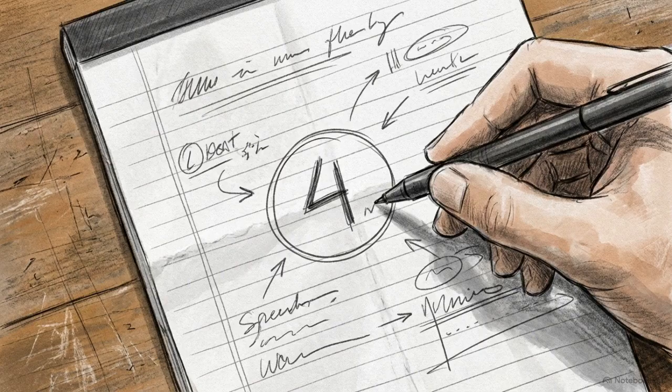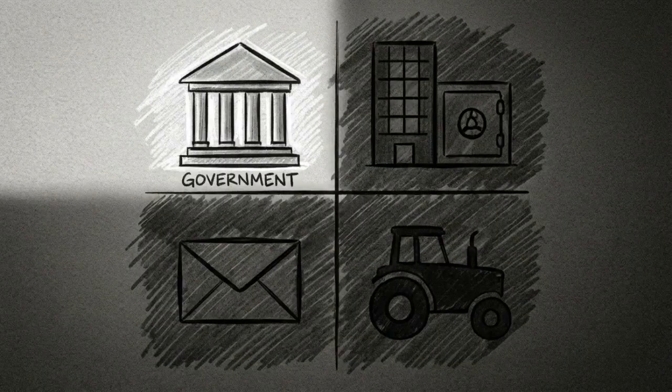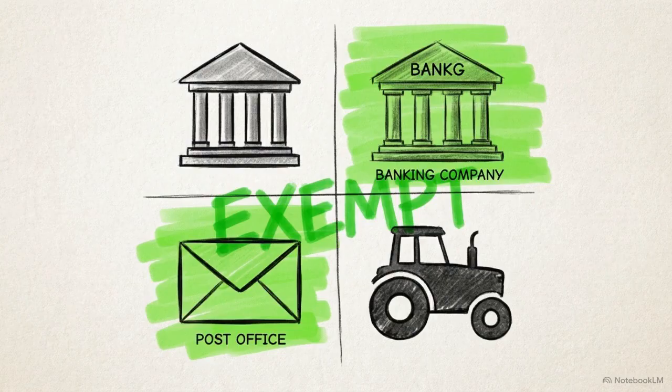Finally, write down Rule 4. Identify legally protected cash channels to avoid turning away valid business. This infographic maps out the institutional exemptions. If you are accepting money from or repaying money to the government, a banking company, or a post office savings bank, the standard cash limits under Sections 185 and 188 do not apply.